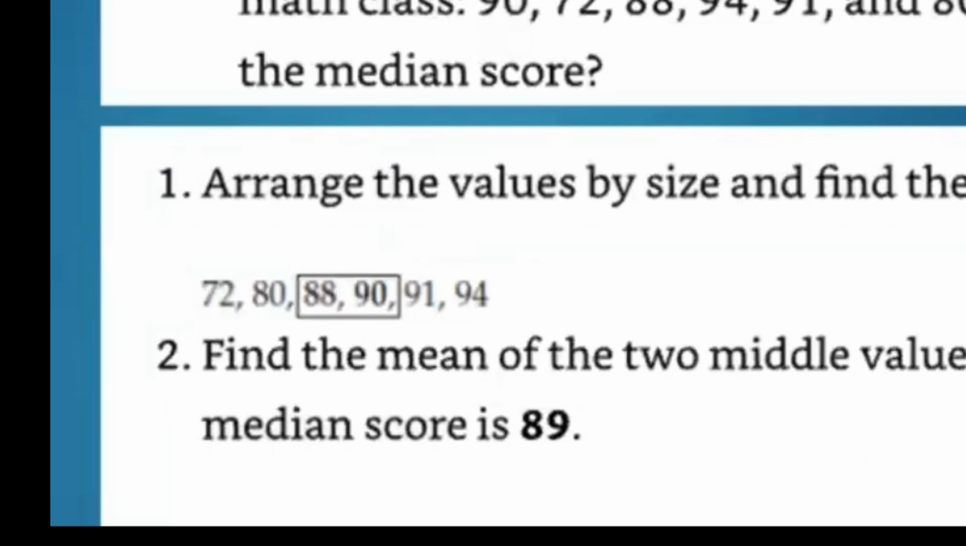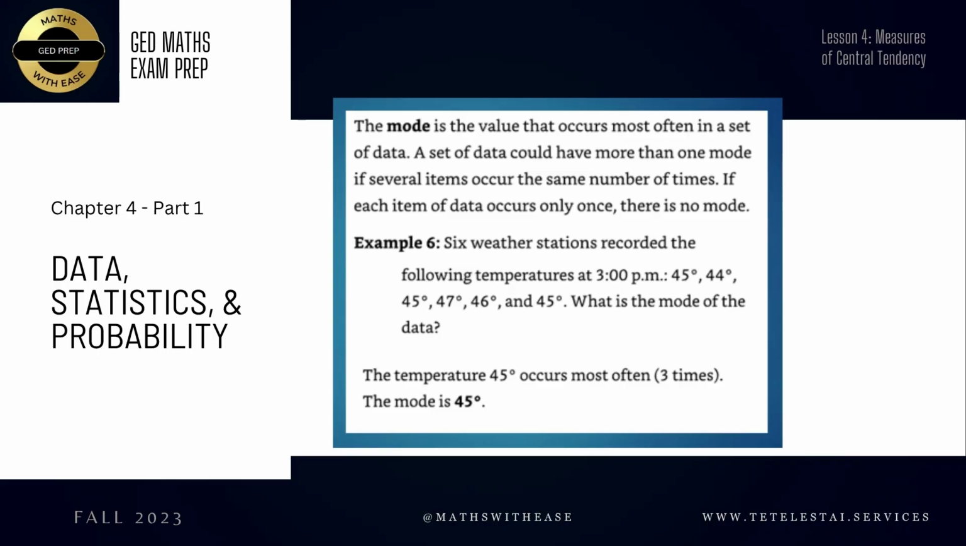So again, what you want to remember when you're working with medians is that number one, you want to rearrange the scores that you have or the numbers that you have from smallest to largest. And then you want to count. If the number of scores that you have is odd, it's very easy because you just pick the number that's right in the middle. If the number of scores that you have is even, then you would add the two numbers in the middle, which in this case is 88 and 90.